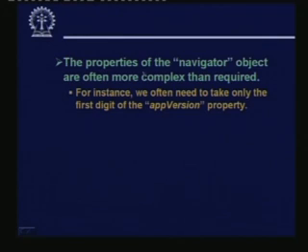And as I said, some of the properties of the Navigator object are more complex than what is required. For example, I have seen that in the application version app version property, you get a lot more information than required. Typically, we need only the first digit to get the version number 3, 4 or 5 of the particular browser you are using. That is often considered to be enough, but the string actually what it returns is a very long string. So, you can use the substring function to extract the first digit of the string and use it in whatever way you want.